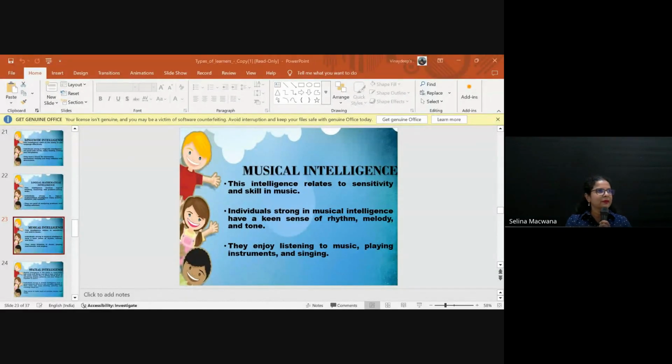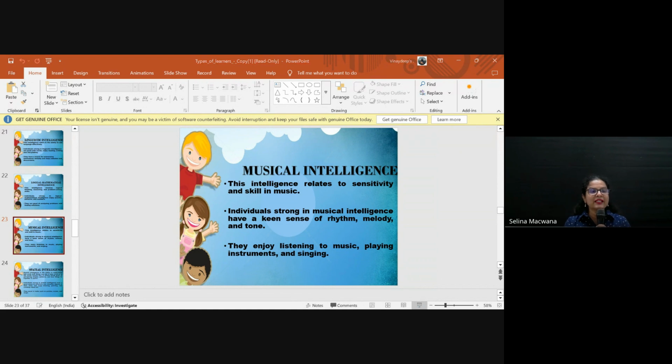Welcome back. We were looking at Howard Gardner's seven multiple intelligences. And so we looked at, what is the first one? Linguistic intelligence. Second one? Logical and mathematical. Third one? Musical intelligence. Okay. And now we are looking at the spatial intelligence.